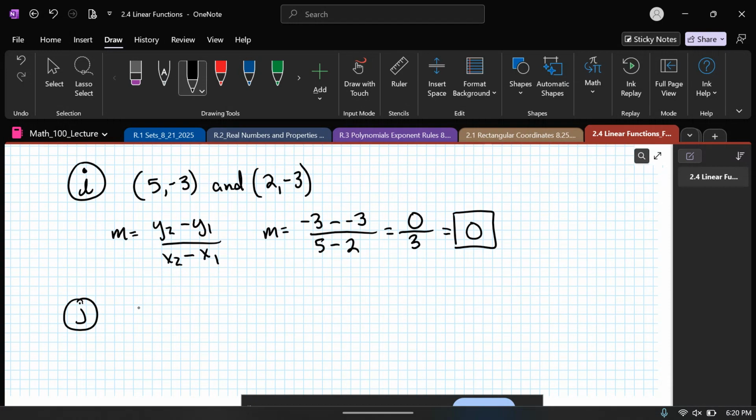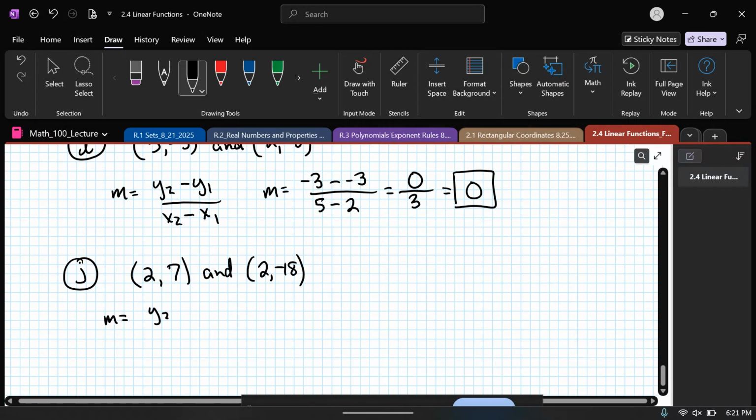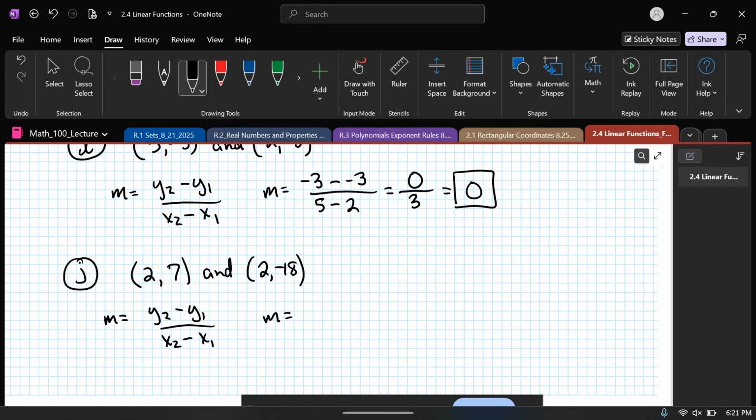All right, so here's our ordered pairs. 2, 7, and 2, negative 18. So again, slope formula. y2 minus y1 over x2 minus x1. Negative 18 minus 7 over 2 minus 2. Negative 25 over 0. Can you break 25 candy bars into 0 pieces? No. That is undefined.